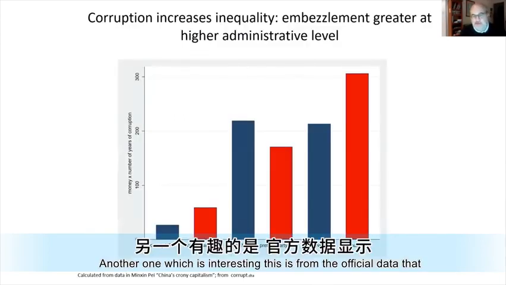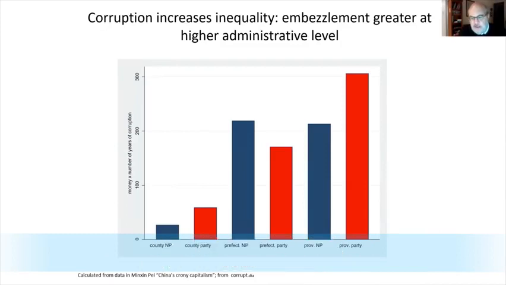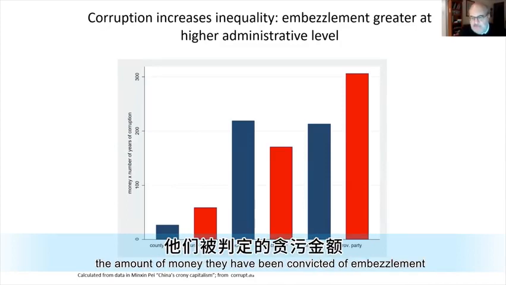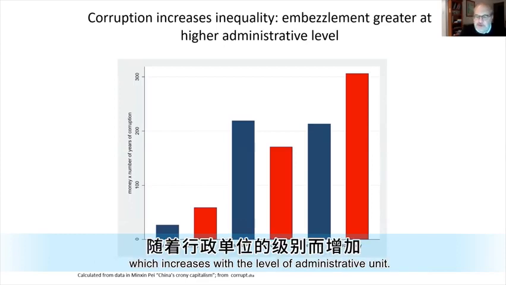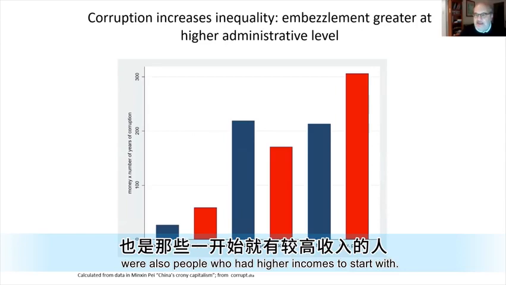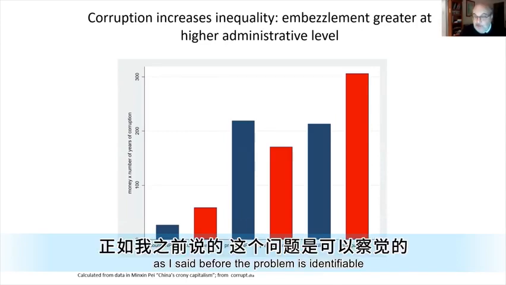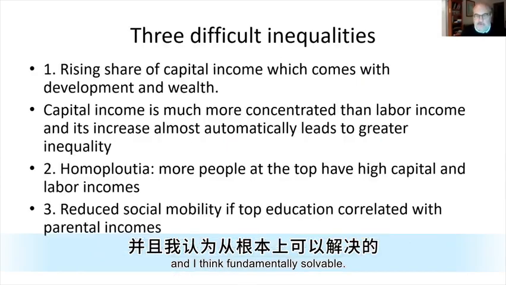Another one, which is interesting, is from the official data that show the amount for people who have been convicted of corruption, the amount of money they have been convicted of embezzling, which increases with the level of administrative unit. Of course, you can assume that people who actually embezzled more were also people who had higher incomes to start with. So in that sense, corruption is adding to inequality. As I said before, the problem is identifiable and I think fundamentally solvable.